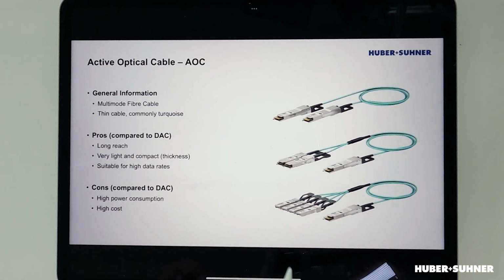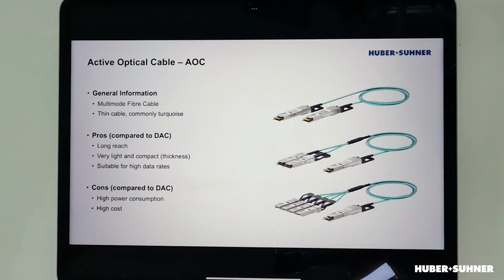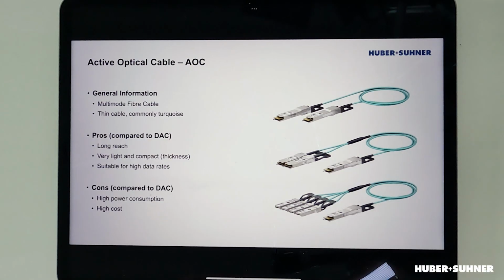Now, if we have a look at the AOCs, you will actually notice that the pros and cons are inverted to those of the DAC. The pros are that we can reach longer distances, the cable itself is much thinner and lighter, and also it is suitable for the higher data rates. But the downsides then again are that we've got a higher power consumption and it is more expensive.